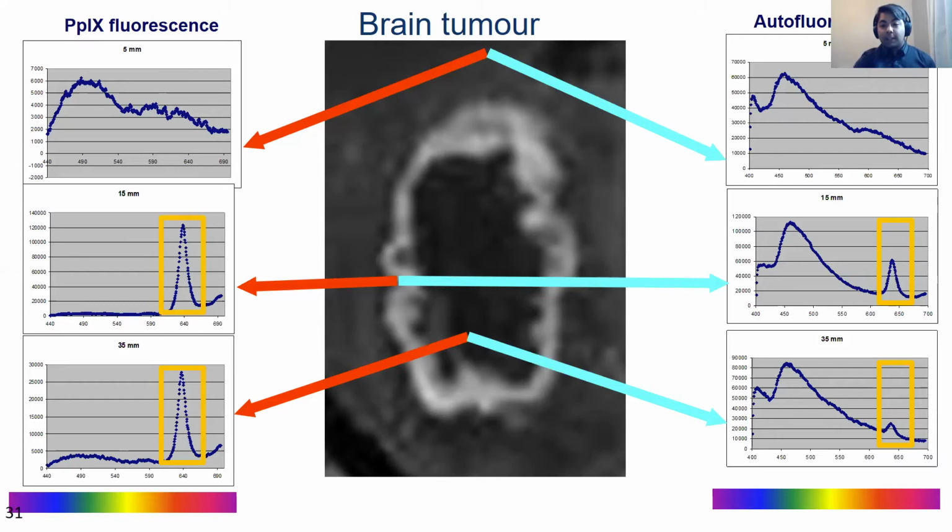And in this case, if you go inside the tumor, there will also be some production of PpIX, not as strong as well. So you can process that signal and get where the areas of the tumor are.